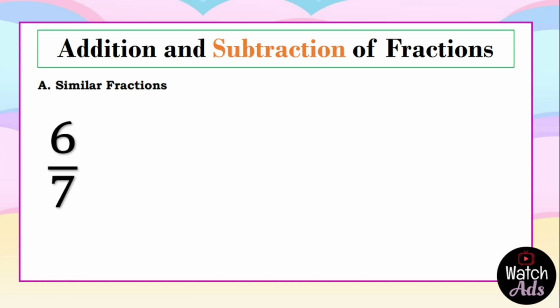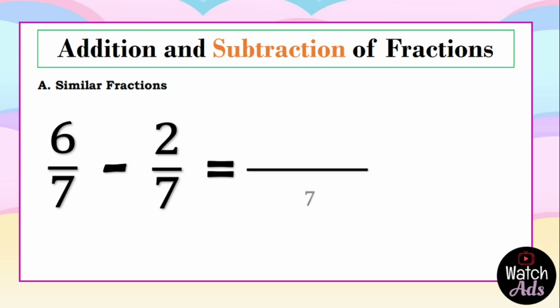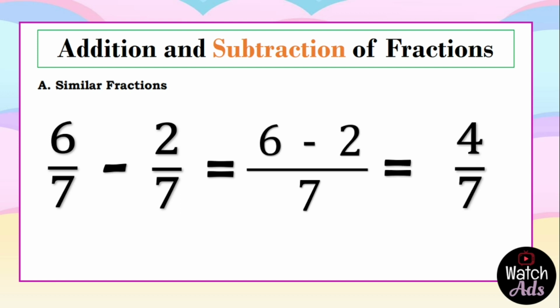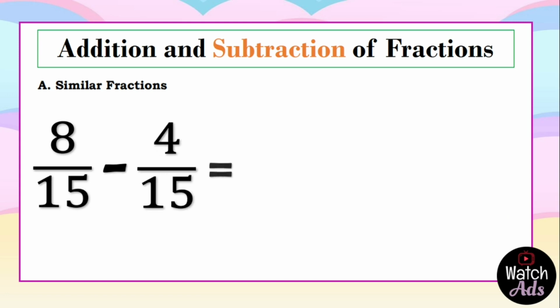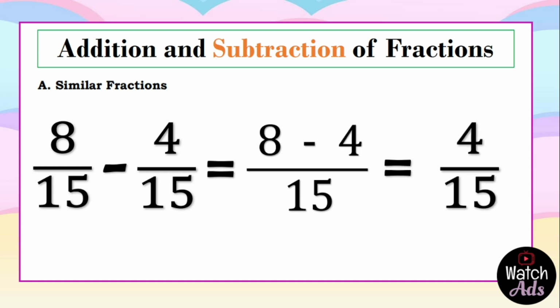Let's have 6 over 7 less 2 over 7, similar fractions. So we copy the common denominator, that is 7, and then we subtract the numerators. 6 less 2 is equal to 4, that gives us 4/7, and that is our final answer. Another example, 8 over 15 less 4 over 15, similar fractions. Copy the common denominator, subtract the numerators, that will give us 4 over 15, our final answer.